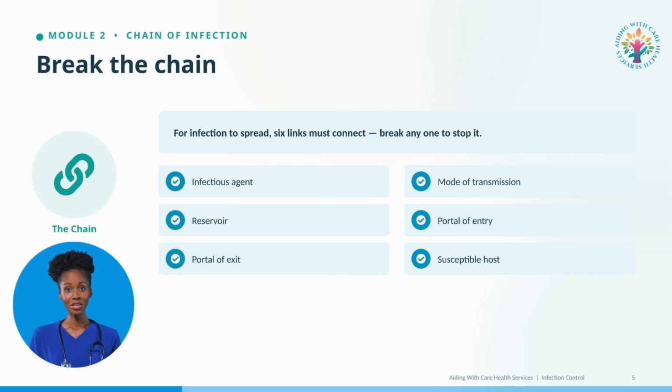To prevent infection, we must break the chain of infection. This chain consists of 6 links: infectious agent, reservoir, portal of exit, mode of transmission, portal of entry, and susceptible host. Disrupting any link effectively stops the spread of infection.